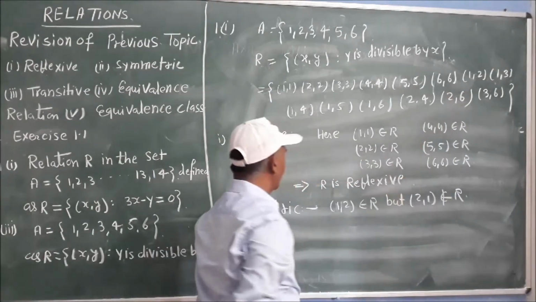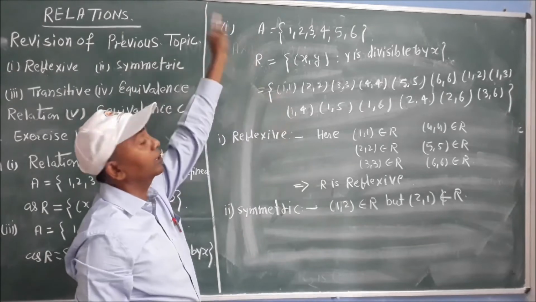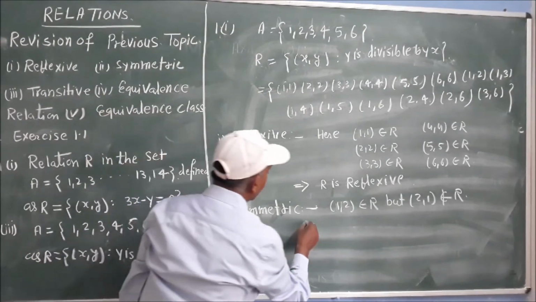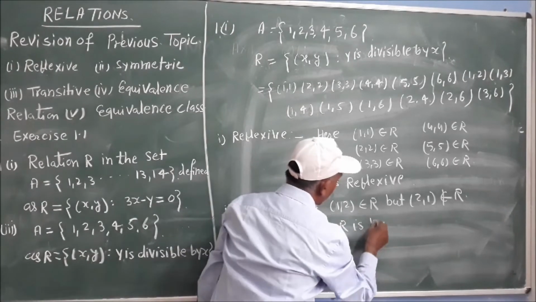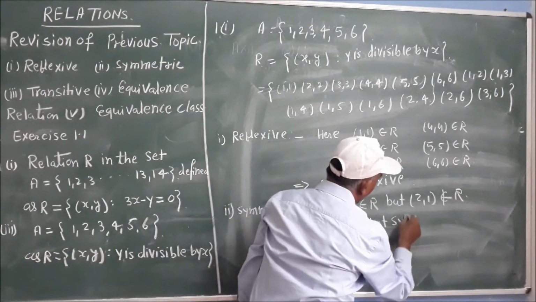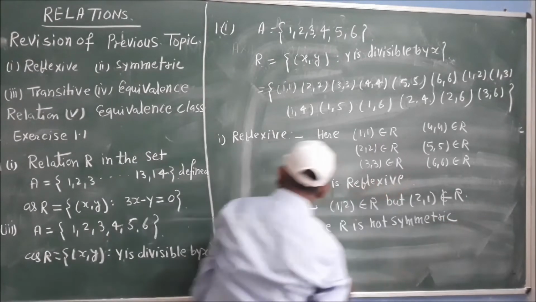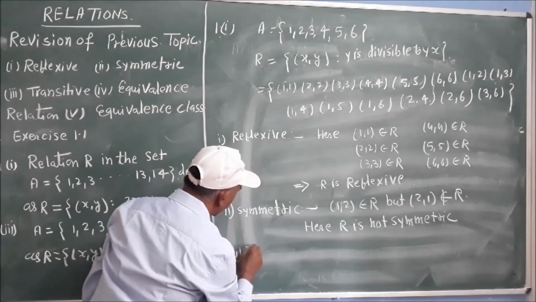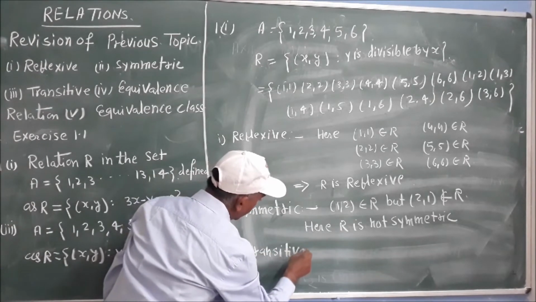If any of the elements does not follow the property, that means the whole relation does not follow the property. So you can say that here R is not symmetric. The third property is transitive.